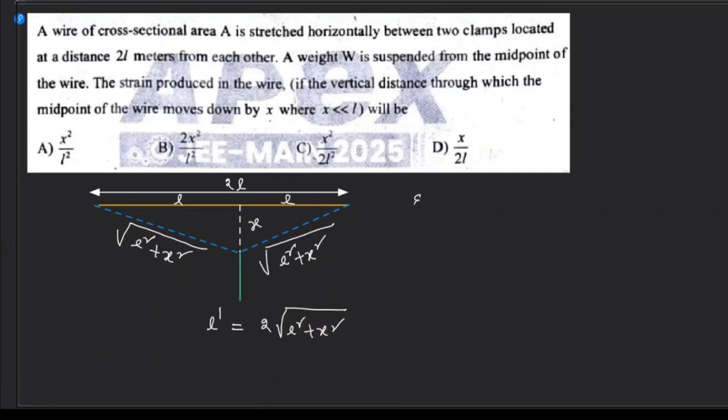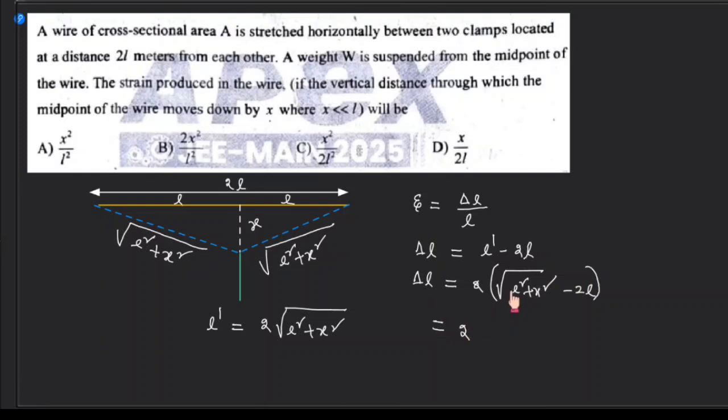So if you want to find out strain, the formula is delta L by L, right? What is delta L here? Delta L is equal to final length minus initial length, that is L dash minus 2L, where 2L is the initial length. Therefore this delta L is equal to L dash, which is 2 under root of L square plus x square minus 2L, right? So take this under root of L square out, bring this L square out, right? So now that will become L here.